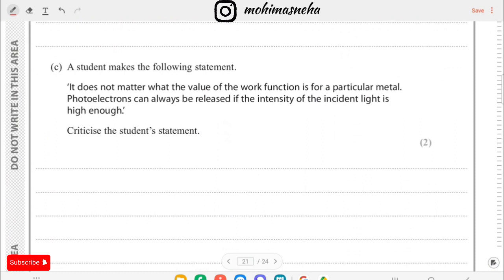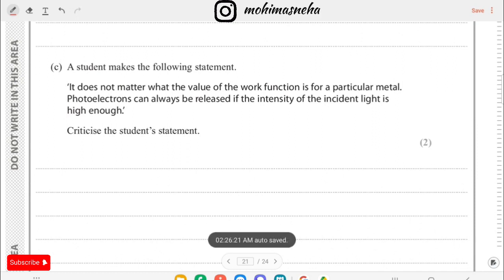Moving to the last question of this paper, 18C. A student makes the following statement: it does not matter what the value of the work function is for a particular metal, photoelectrons can be released if the intensity of the incident light is high enough. Now, that's not actually the case. Intensity relates to the number of photons per second. Increasing the intensity would obviously indicate that now more electrons are getting emitted, right?